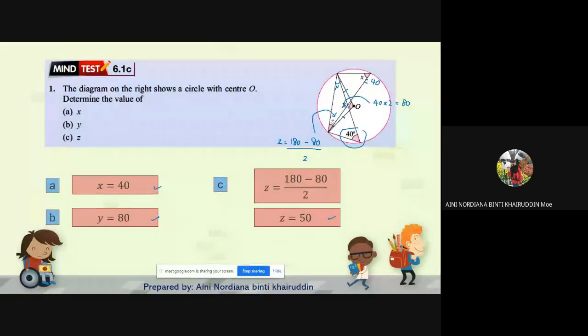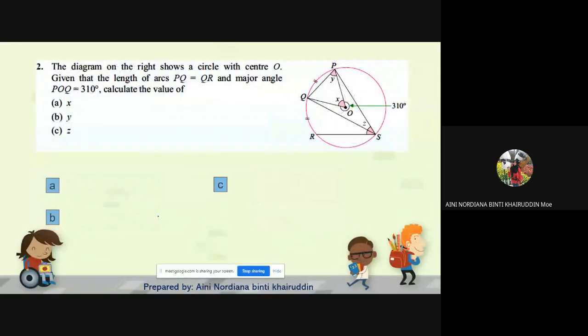Okay, next, question number 2. Given that the length of arc PQ equals to QR and major angle POQ equals to 310, calculate the value of x, y, and z. So first, calculate the value of x. Since this is a whole circle, so x equals to 360 minus 310, which is 50.